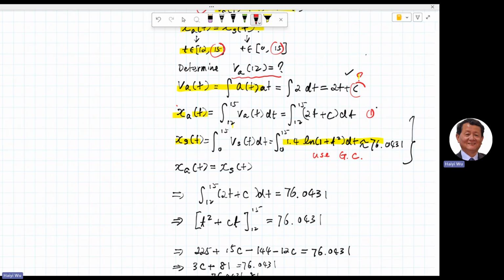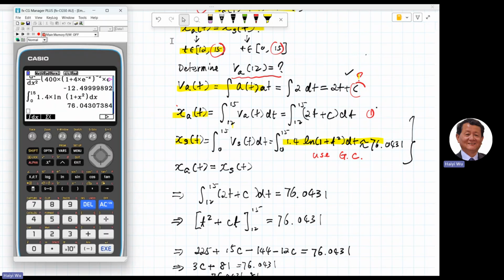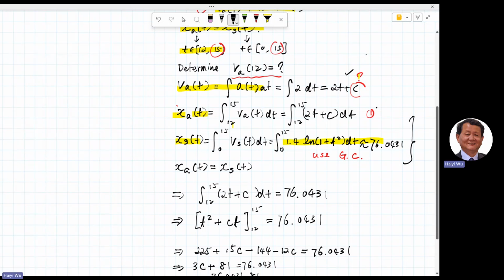Graphics calculator, how do we use it? I'm going to show it on the screen on the left. We just use the graphics calculator, plugging in 0 to 15, 1.5 times log of bracket 1 plus x squared. The answer is 76.0431.